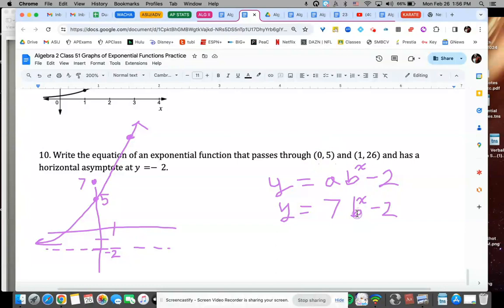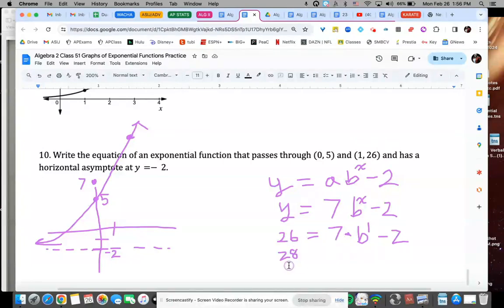Let's see if we can find b to make it work for the second point. So I'm just going to put 26 into my y value. I'm just plugging that second point into my equation. I'm trying to find b, the rate. I know my x is 1 in this case, right? This is a 1 and 26 up here. And then I'm going to shift down 2, or -2. Okay, so let's solve. I have to go 26 plus 2 is 28.